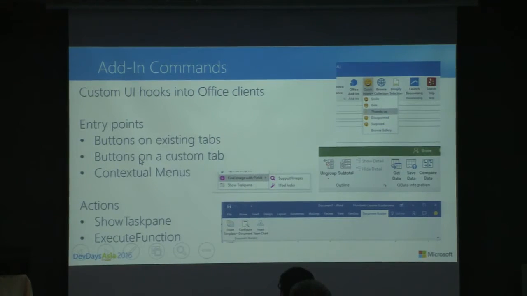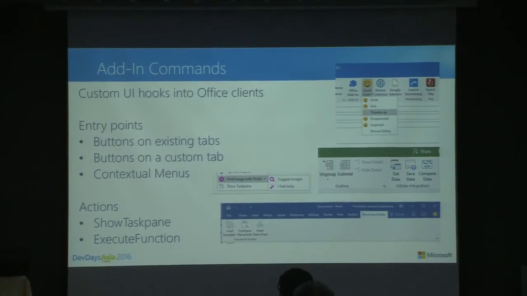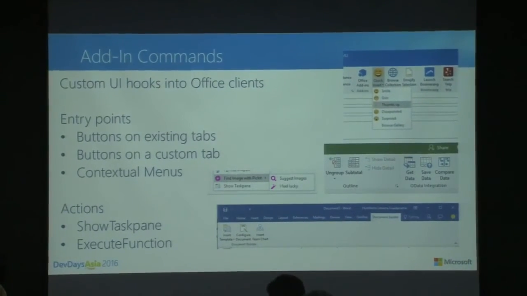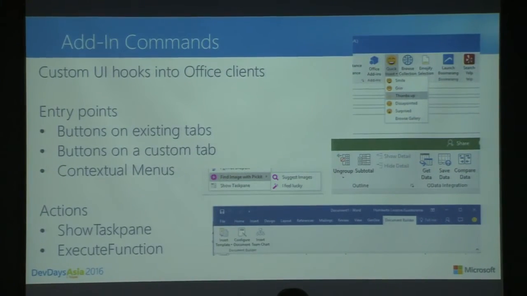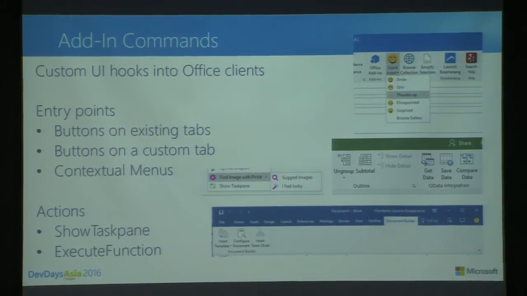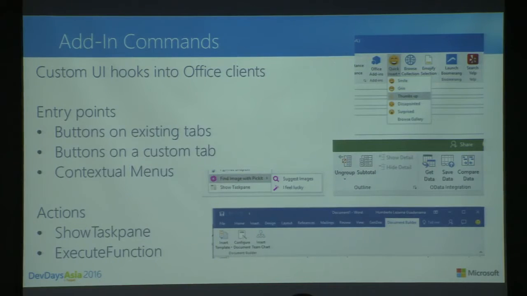Basically, the actions of the button can do two things. One is show the task pane. If you build a task pane add-in and you just want to show it, you can use the Office add-in command. The other is execute function. You don't have to use the task pane to trigger all the actions. You can just build it into the Office menu or Office command to make the user experience exactly the same as Office's other functionalities.